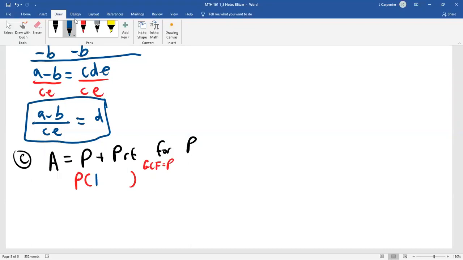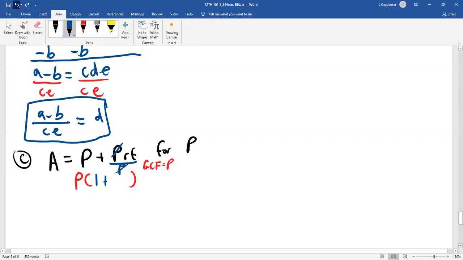If you don't trust that, remultiply. P times 1 gives you this P. And then plus PRT divided by P is RT. Basically, this is what you're doing in your head. You're dividing it by P like that and saying those cancel.